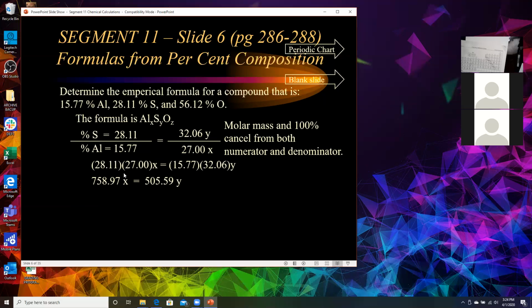Cross multiplying, you get this. And multiplying these two numbers out, you get that. And these two, you get that. The smaller number is this one. So 1.5x, dividing both of them by 505, equals 1y. And so I want whole numbers, not fractions. So I double everything. I get 3x equals 2y. Now x is 2 and y is 3. We want these coefficients to always be whole numbers. Okay, so my formula at this stage is Al2S3OZ.